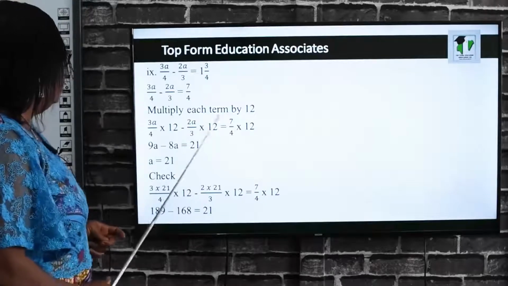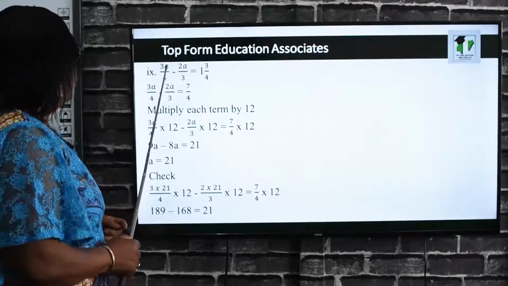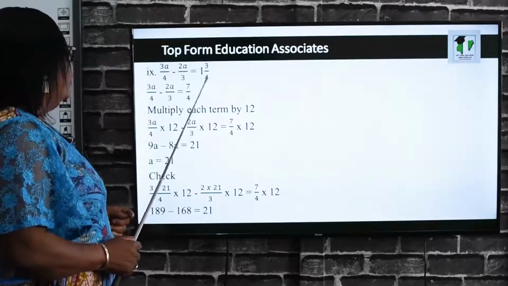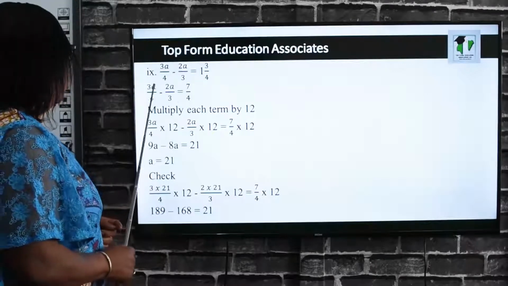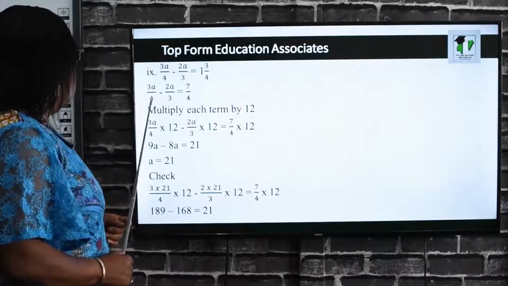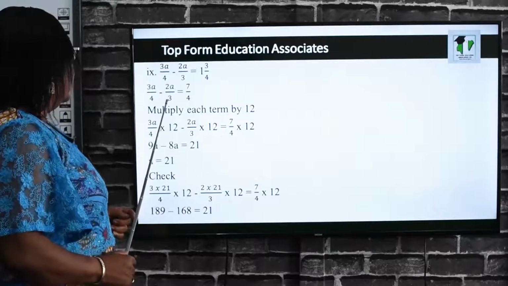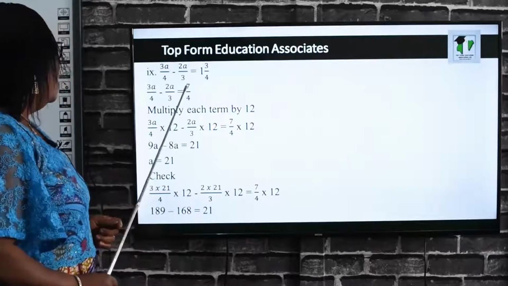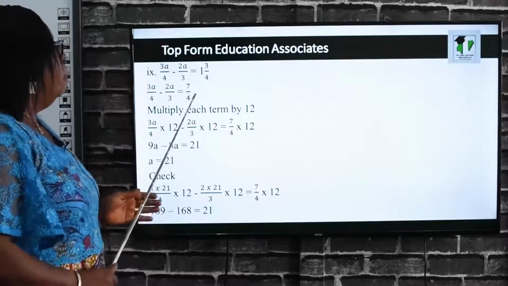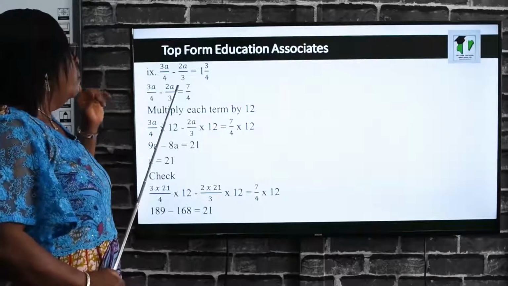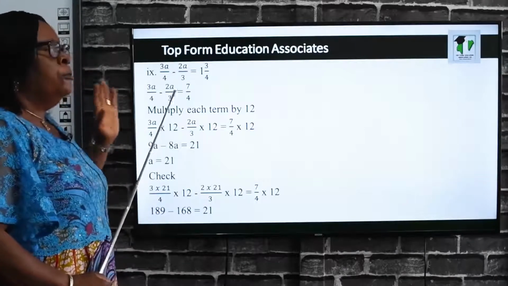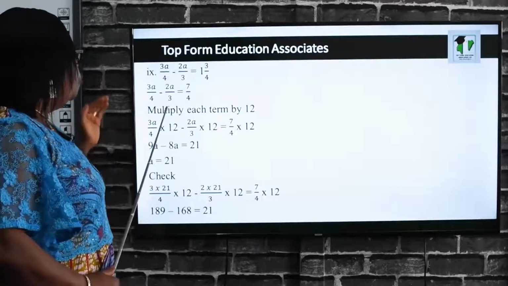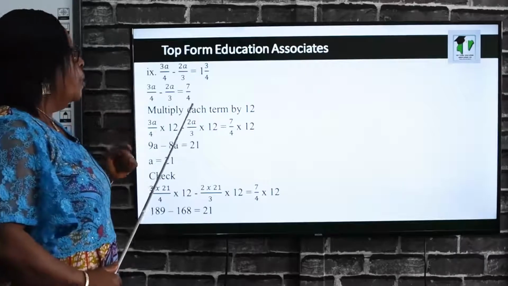Example 9. 3a over 4 minus 2a over 3 equals 1/3 is the same thing as 3a over 4 minus 2a over 3 equals 7 over 4. In the example 8, I used the fractions. But in this example, I want to clear the fractions from the onset.